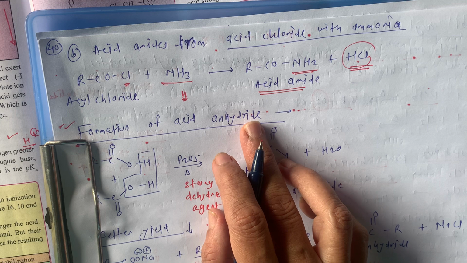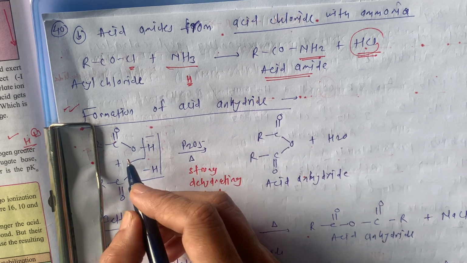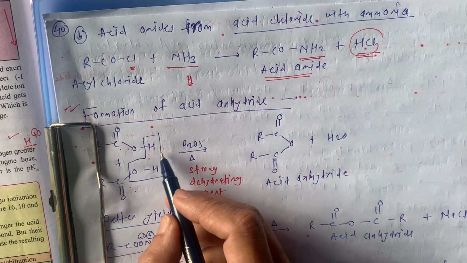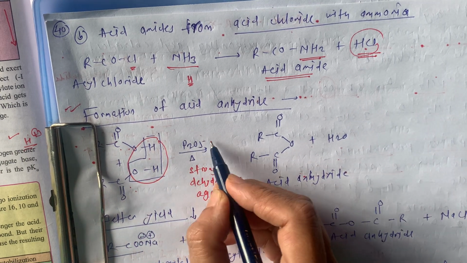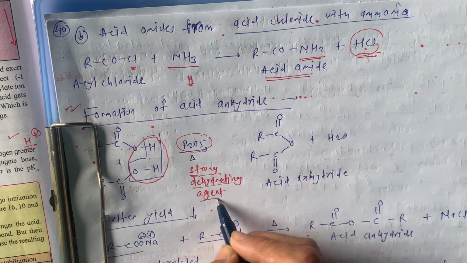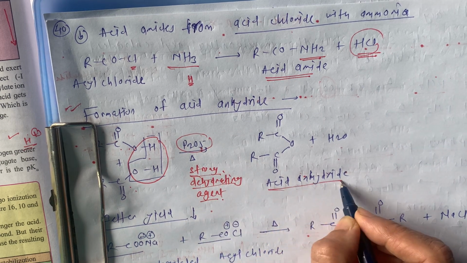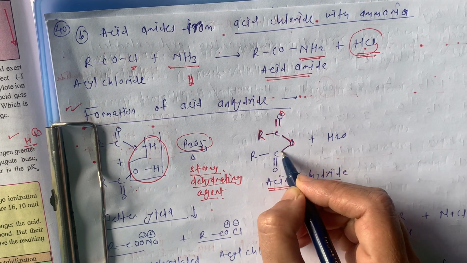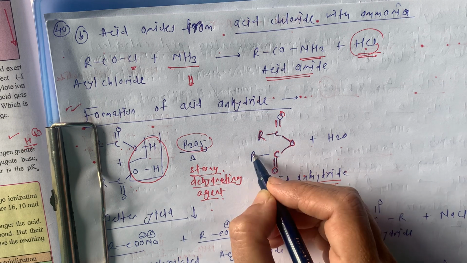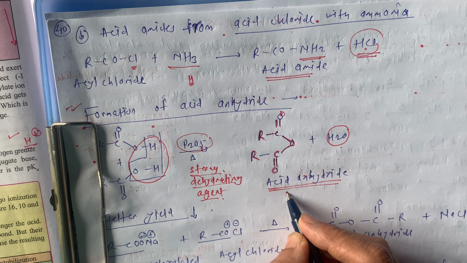In 11th standard I explained at least 2 times what is acid anhydride. Acid anhydride means when there are two molecules of carboxylic acids, and from these two molecules one water molecule is separated by a strong dehydrating agent like P2O5, then there is formation of acid anhydride. R C double bond O, O connected to the other molecule of the carbonyl compound, and then there is a separation of water molecule, formation of acid anhydride.